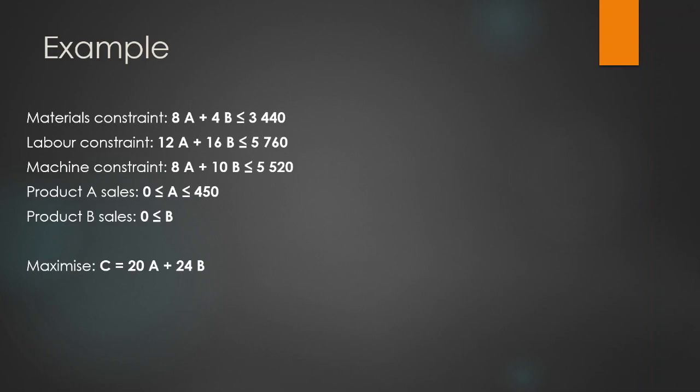So if we look at materials, in order to fully utilize the 3,440 materials, we would have 8 multiplied by the production of A, plus 4 multiplied by the production of B, plus S1, representing any potential leftover materials. Notice again that we have changed the less than or equal to sign to an equals sign. Now we do this for all the remaining constraints.